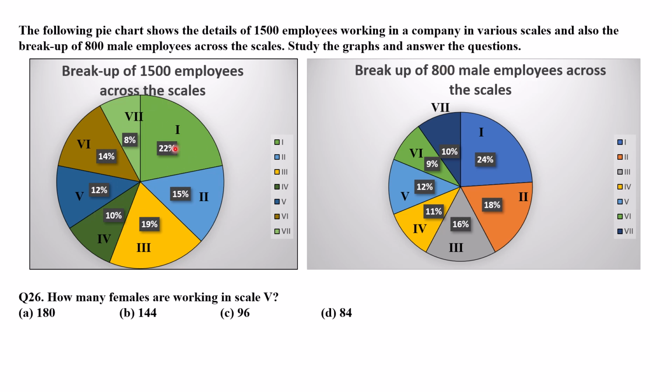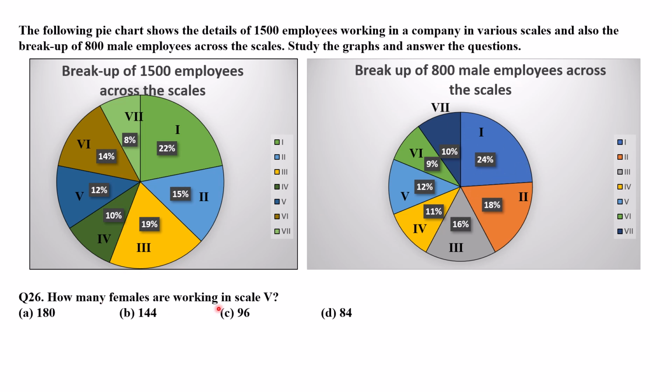So you can see there are 7 different scales, the percentage of employees working in these scales, and also the breakup of 800 male employees across the scales. How many male employees are there across the scale? It is for that. Study the graph and answer the question.